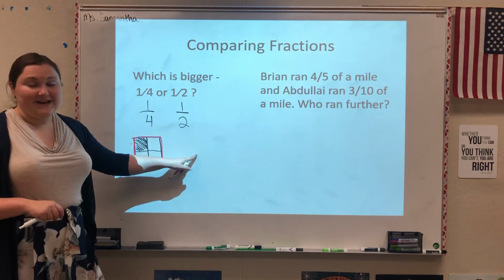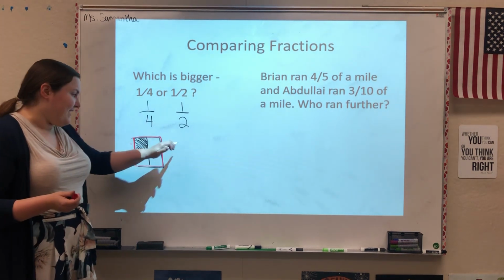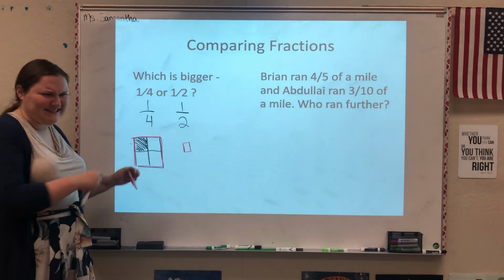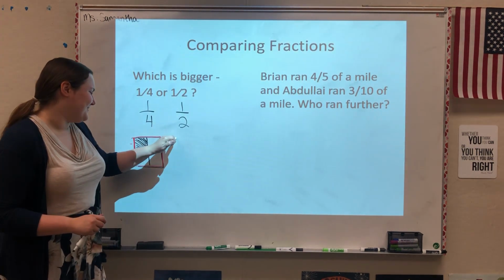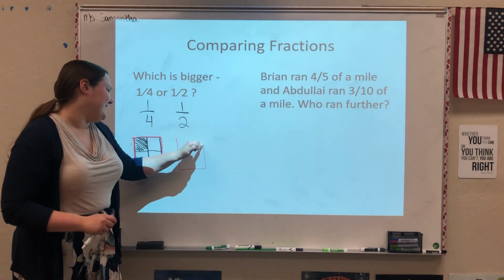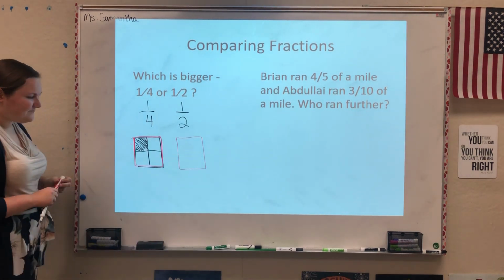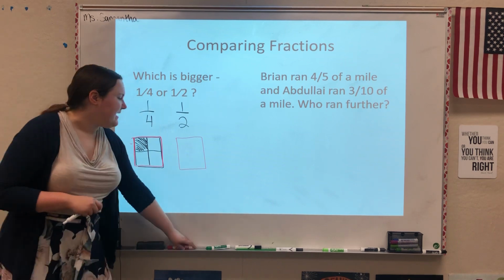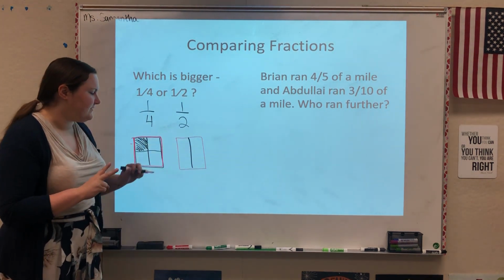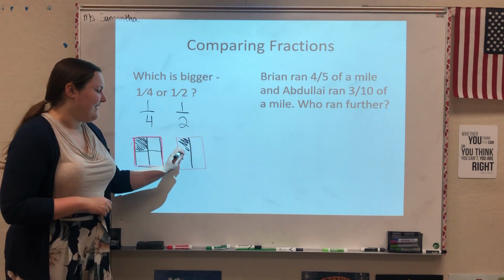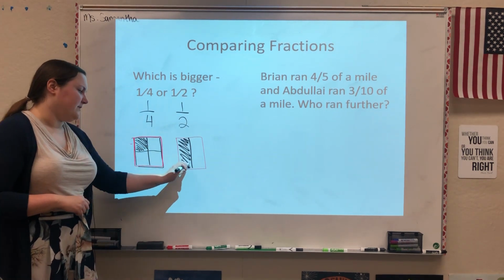When I draw it for 1/2, it has to be the same size. So I can't draw a little tiny box like this and then use it to compare them. To the best of my ability, I'm going to draw a box that is the same size. And then this time I want to show 1/2. So that would be splitting it into 2 parts and then saying I have one of the 2 parts.